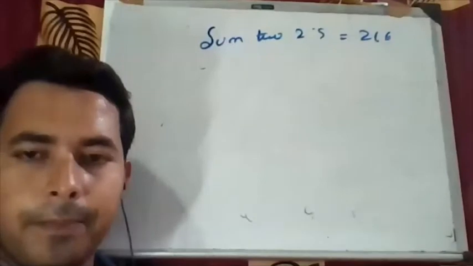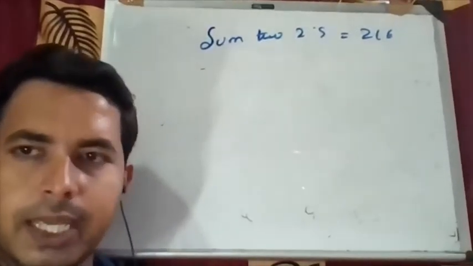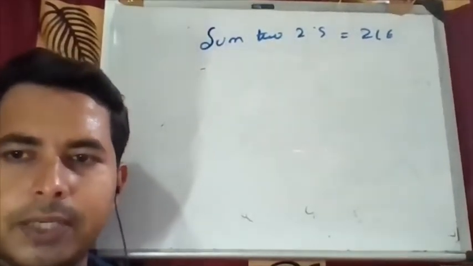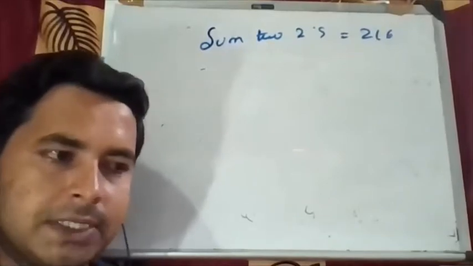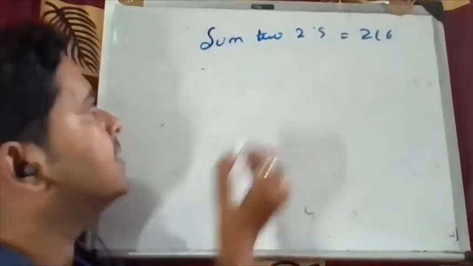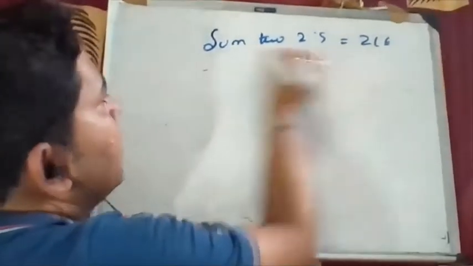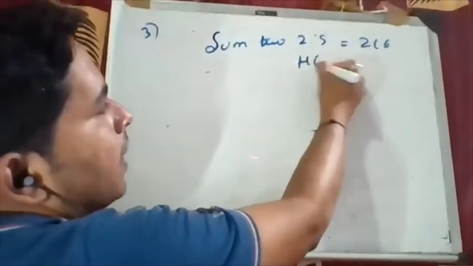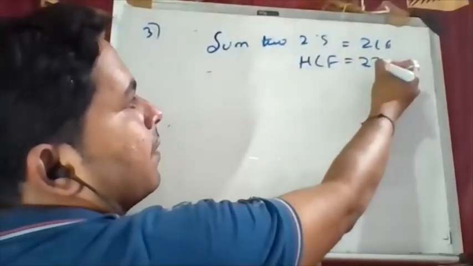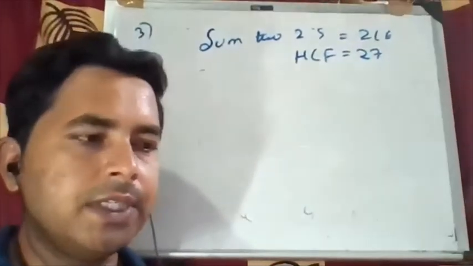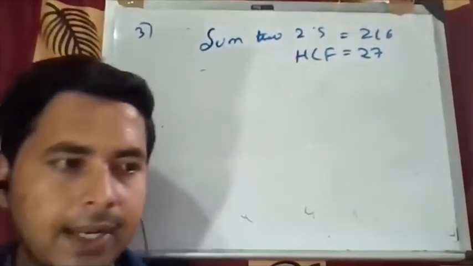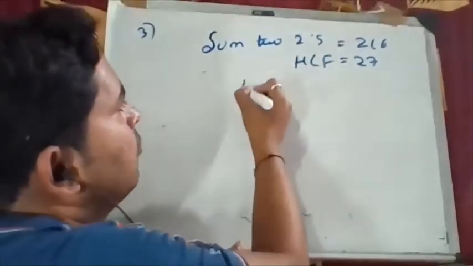They given a sum. In the previous question they have given a ratio, so here they given a sum. So the sum of two numbers is 216 and their HCF is 27. Okay, the HCF is 27, and they ask, find the numbers.